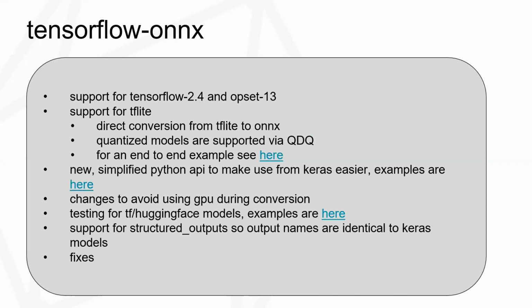We did a lot of testing for TensorFlow Hugging Face models, and we published some examples how to do this to make this a little bit easier for people. And we added support for structured outputs in TensorFlow. And this fixes the issue where you have a Keras model and the output names don't match the Keras model's. And then we added a bunch of random fixes and added support for additional operators in TensorFlow. And with that, I hand over to Kevin to talk about the TensorRT converter.